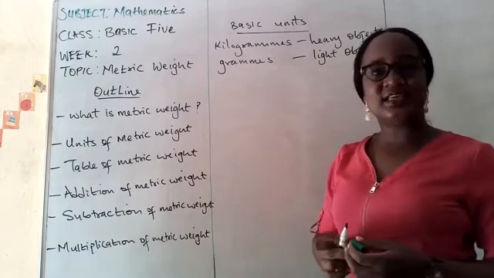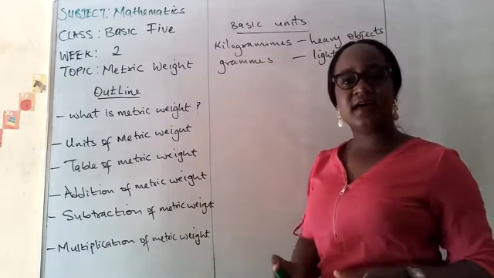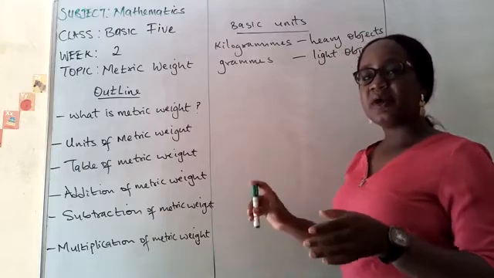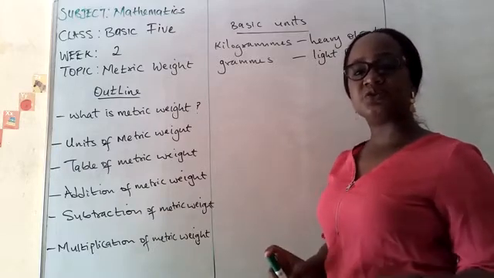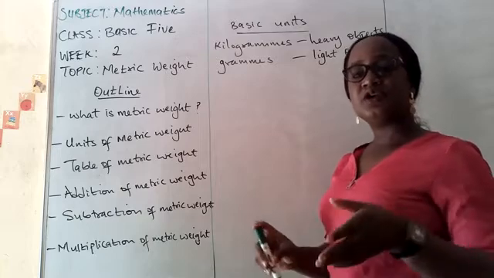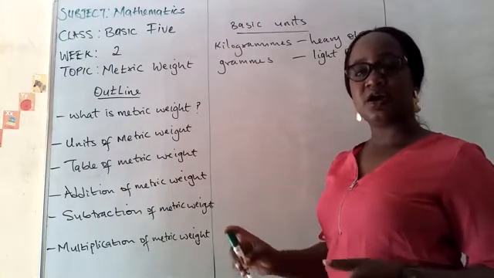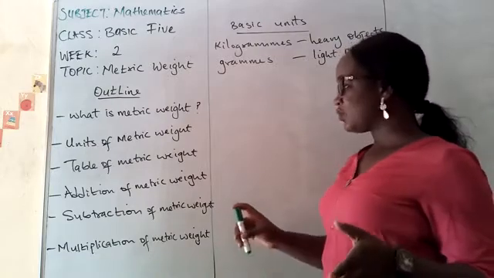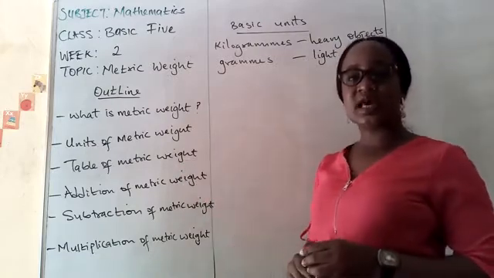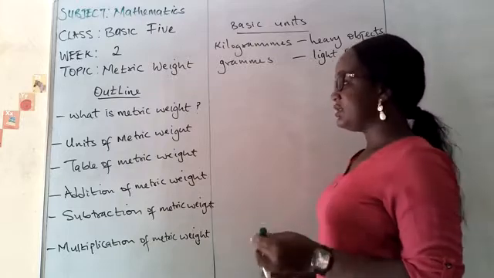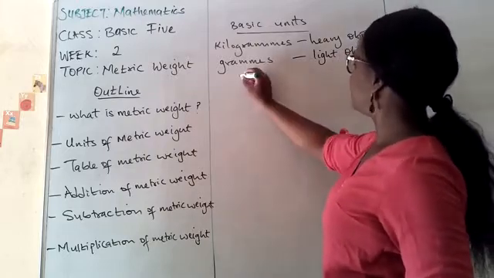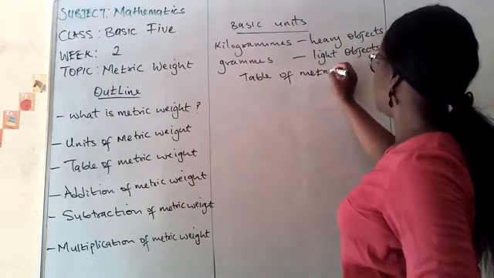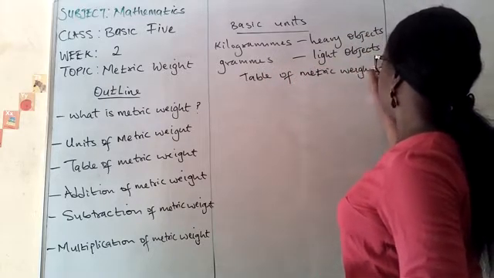Aside from these two, there are other units of metric weight. So I'm going to give you all other units of metric weight and also tell you the relationship between each of them and the other. When I give that to you, that is what we'll have as our table of metric weight.